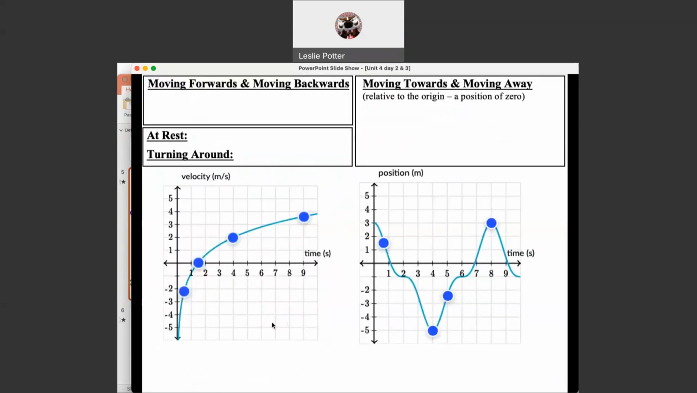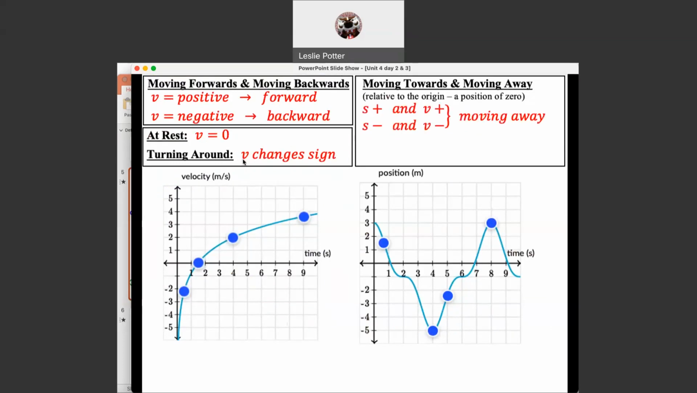So let's talk about putting ourselves in motion and what it means to move forward and backwards. So if the velocity is positive, we interpret that as moving forward. If the velocity is negative, we interpret that as moving backwards. If we're at rest, then we have zero velocity. Ironically, as we're turning around, we also have zero velocity, but we're also looking at either side of the velocity values and making sure that the velocity is going from positive to negative or negative to positive. Moving towards and moving away.